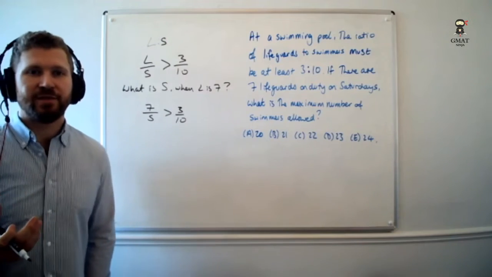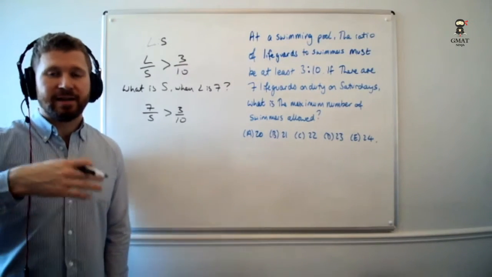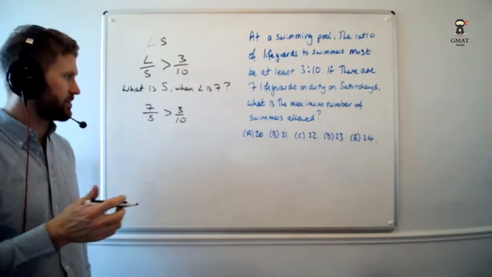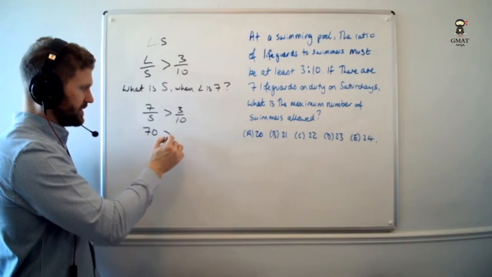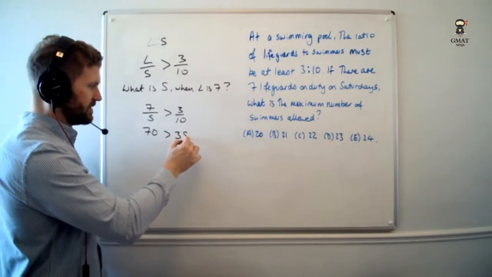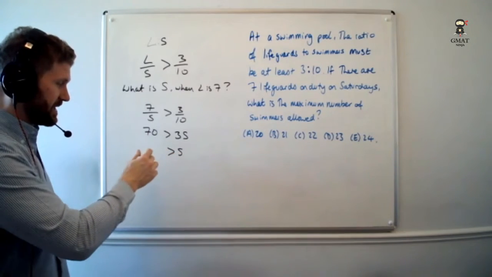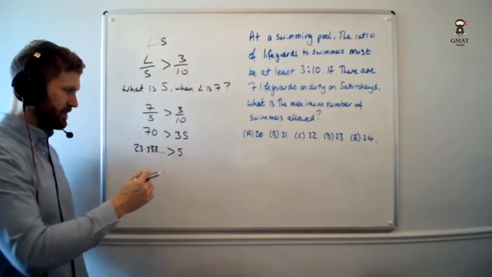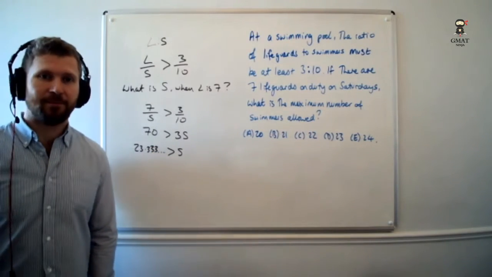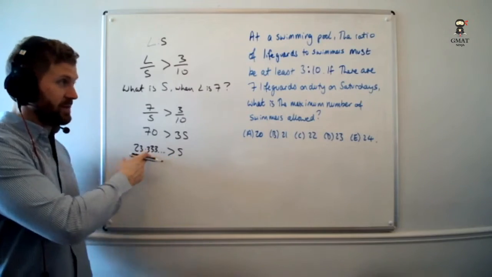Because I know that everything here has to be positive, I can't have a negative number of swimmers, then I can just cross multiply within this inequality. So multiplying both sides by 10 and multiplying both sides by S would give me 70 is greater than 3S. And then dividing both sides by 3, 70 divided by 3 will be 23.333333, 23 and a third. And so now I can say that S must be less than 23 and a third.